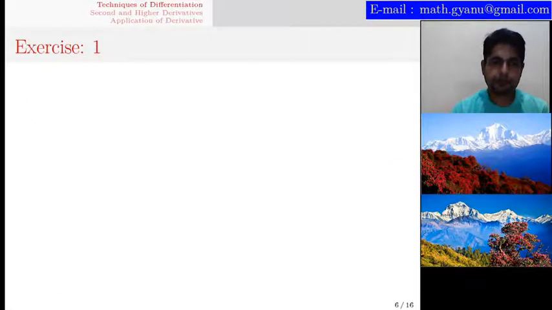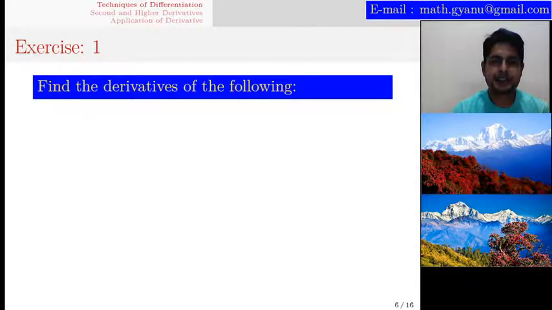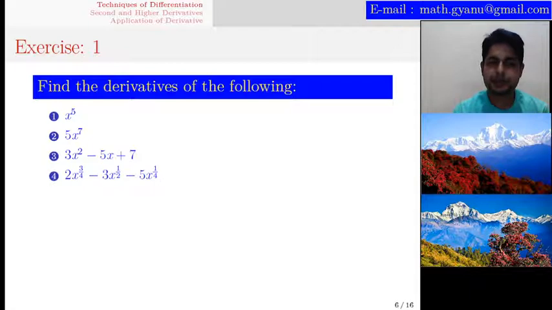Now I suggest you practice this exercise. Find the derivative of the following. Question 1: x power 5. Question 2: 5x power 7. Question 3: 3x square minus 5x plus 7. Question 4: 2 times 2x to the power 3 by 4, minus 3 times x to the power 1 by 2, minus 5 times x to the power 1 by 4.